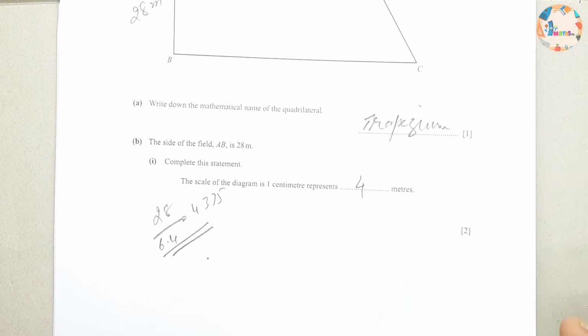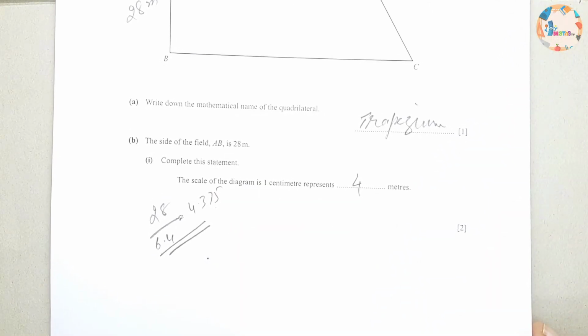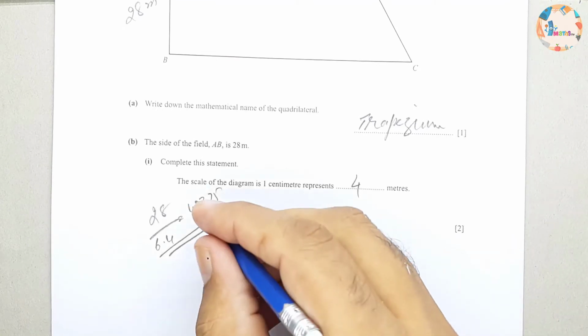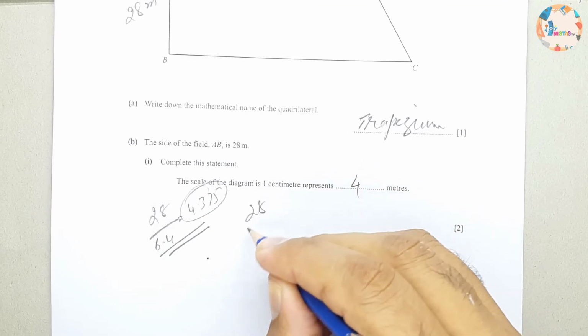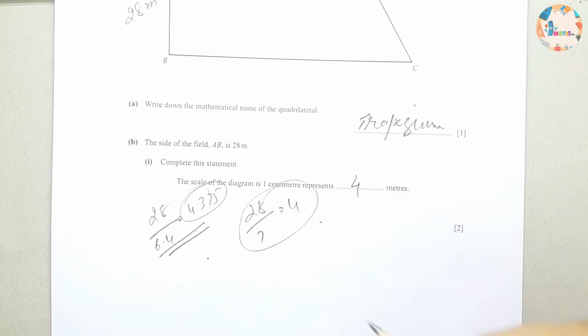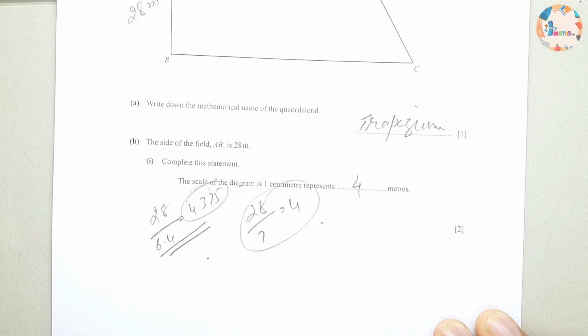So hopefully you understand this complication, because the published paper is a little reduced one. We are not getting the exact paper. So the reduced calculation is this one, but I have also shown you the marking scheme calculation, which is 28 divided by 7, equal to 4.